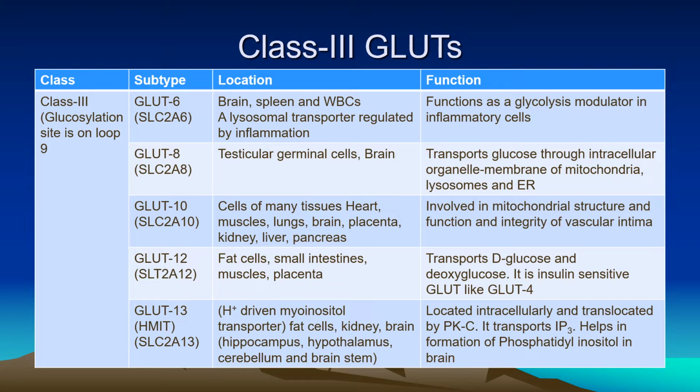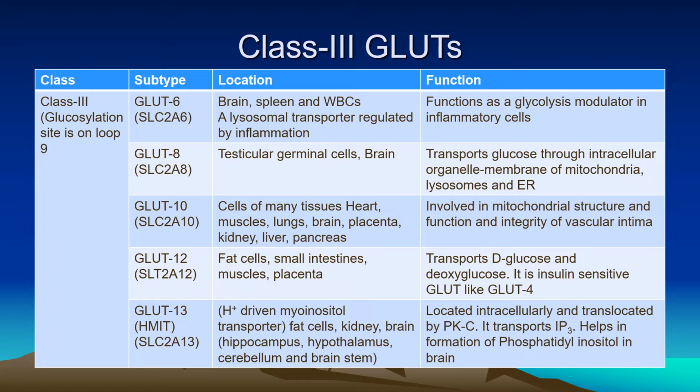GLUT8 is in testicular germinal cells and brain, and it transports glucose into intracellular organelles, that is mitochondria, lysosomes, and endoplasmic reticulum. GLUT10 is also located in many cells. It's involved in mitochondrial function and integrity of the vascular intima. GLUT12 is located on fat cells, small intestinal cells, muscle cells, and placenta. It transports D-glucose and deoxyglucose. It is also insulin sensitive like GLUT4.